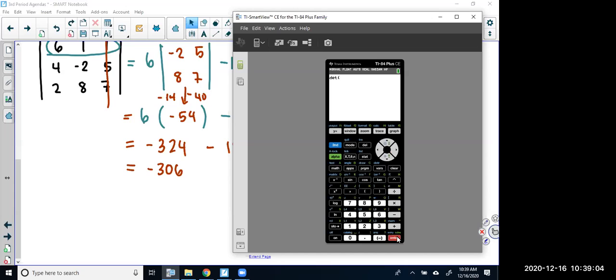And then I have to put matrix A in here. So I have to go back to my matrix menu again and go to names. I need to click on enter A, and then it will put matrix A in there. I'll close the parentheses.